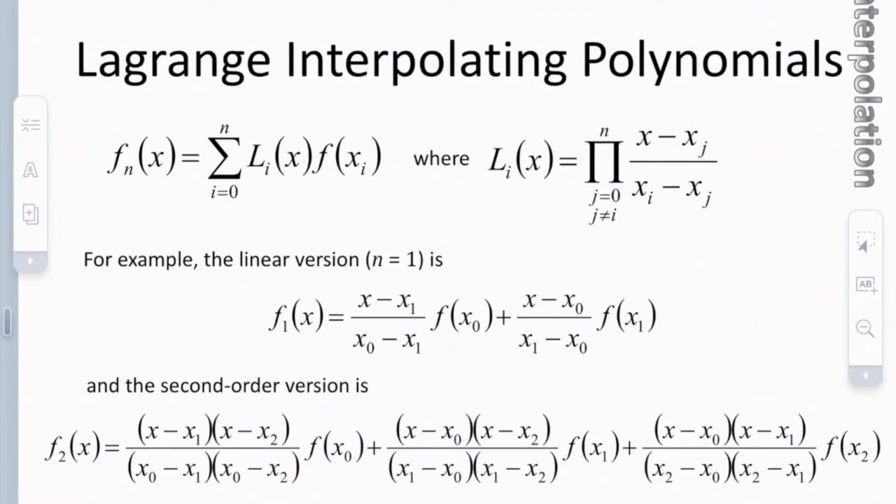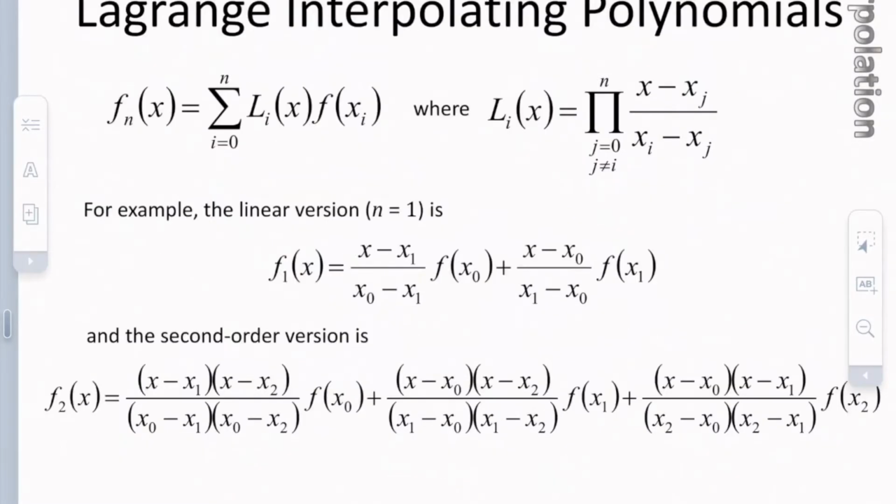The function f in the integral is replaced by the function f sub n of x, which is equal to the sum from i equals 0 to n of L sub i of x times f of x sub i, where L sub i of x is your Lagrange interpolating polynomial, which is equal to the product from j equals 0 to n of (x minus x sub j) divided by (x sub i minus x sub j). Note that j must not be equal to i.